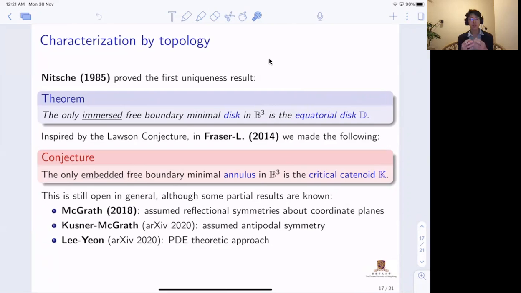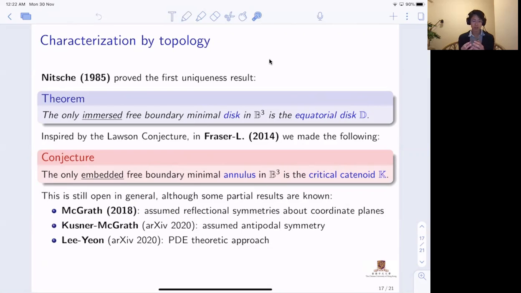And other than the disk, we can ask, okay, what about the next topological type, like the annulus, right? So this is going to be analogous to Lawson's conjecture for minimal tori. So we ask the following conjecture: if you consider only embedded free boundary minimal annuli, okay, embeddedness may be important or not, we don't know, because we don't actually have an example of an immersed free boundary minimal annulus up to now. But let's say we assume it is an embedded free boundary minimal annulus, whether it must be the critical catenoid. Okay, so this is the conjecture.